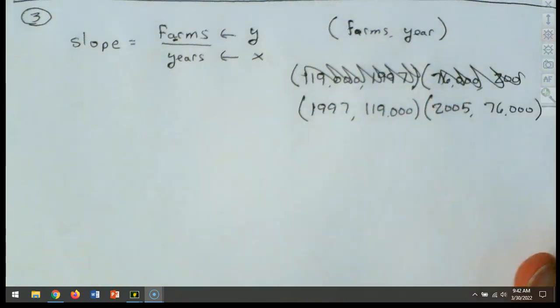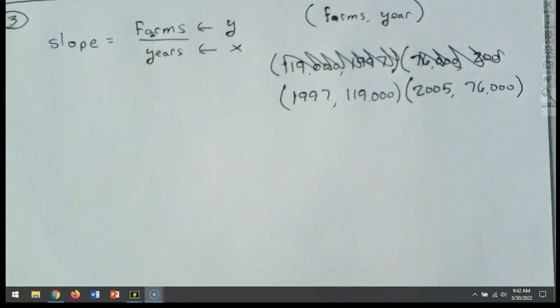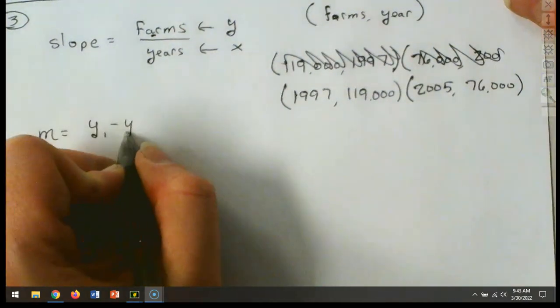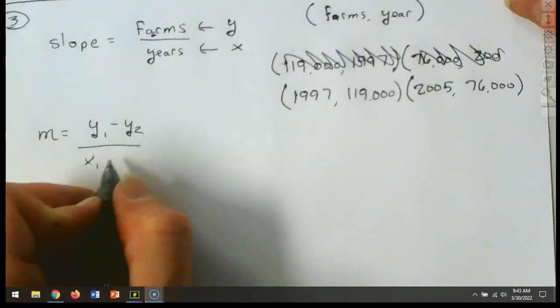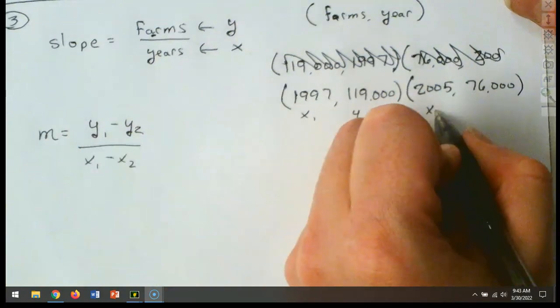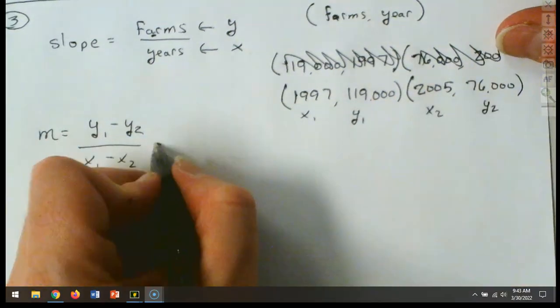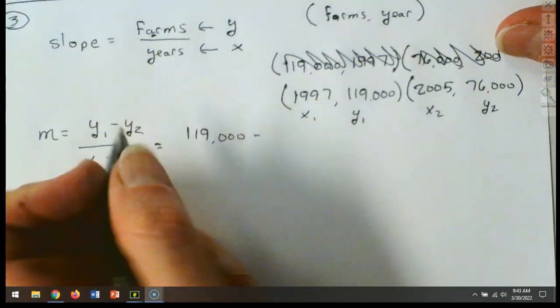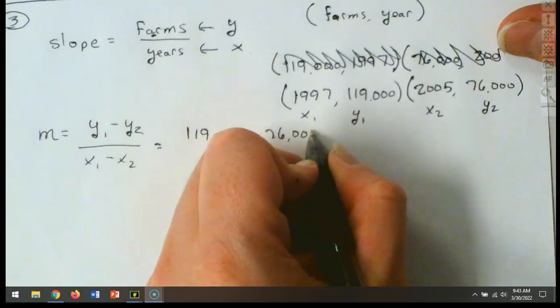76,000 farms. Now, should our slope be positive or negative? Is the number of farms over time going up or going down? Down. So our answer should be negative. So we know just by looking at it, our answer is going to be negative. What's our formula for our slope? y1 minus y2 over x1 minus x2. x1, y1, x2, y2. And now fill it in and simplify it down, and we'll have our answer.